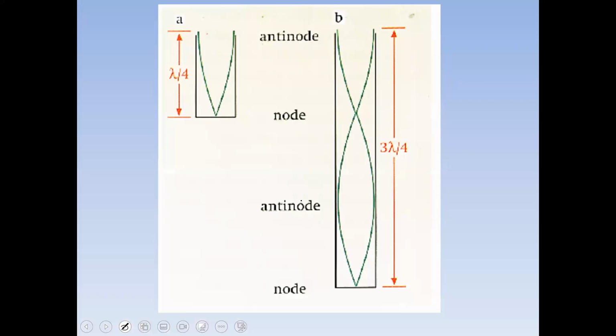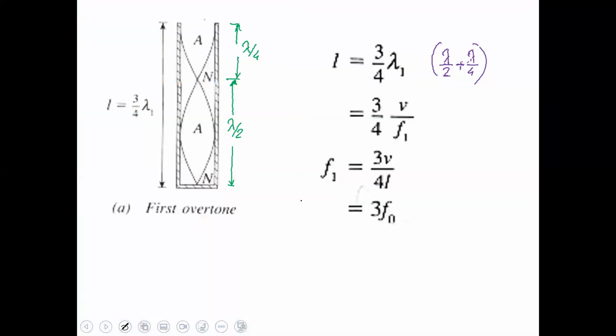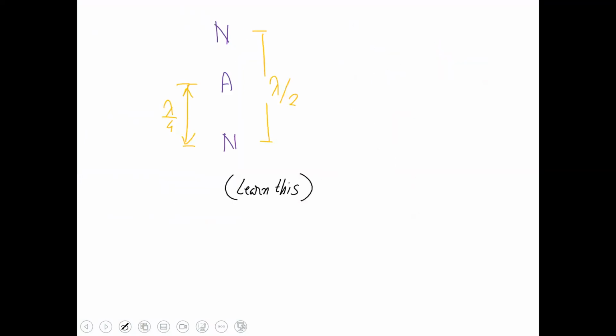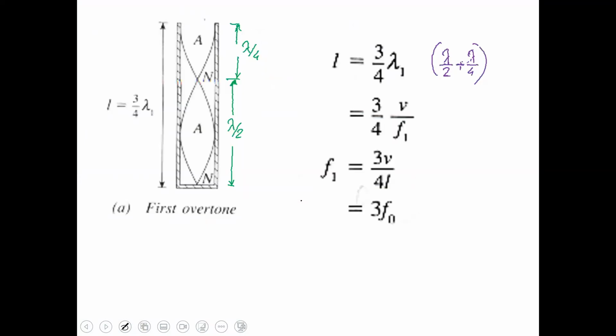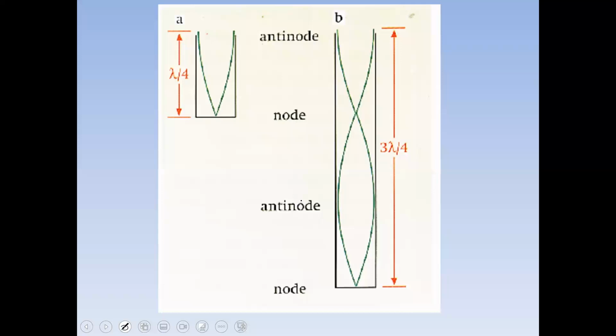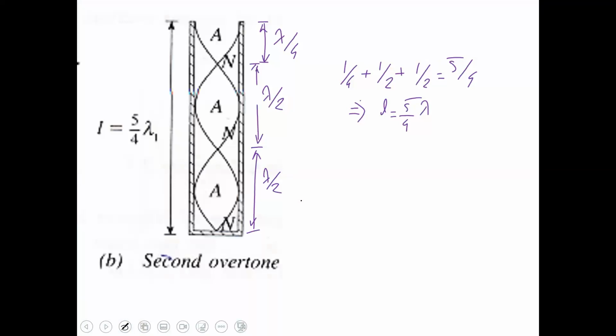In this way, we can extend. The fundamental note is lambda by 4. The first overtone is 3 lambda by 4. As I mentioned earlier, the main thing is to locate the number of nodes and the number of antinodes, and remember this very important rule that node to node is lambda by 2. If you somehow learn this thing, you can do any question. Now, no need to copy this.